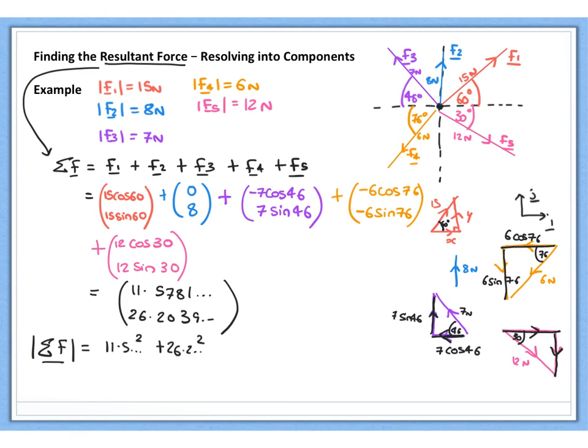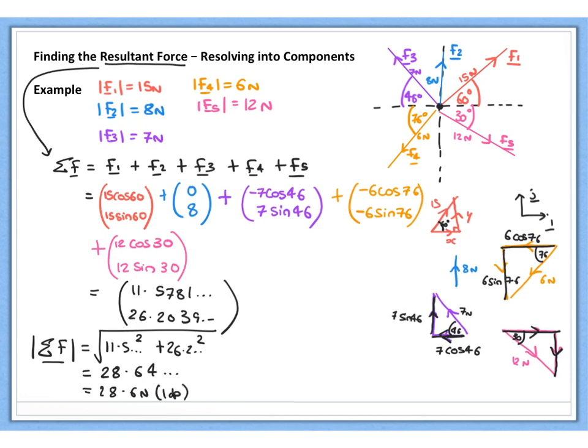So if I want to find the magnitude of the resultant force, I take these two components, square them, add them together, and then square root. So using Pythagoras' theorem, this gives me a magnitude of 28.64 newtons, 28.6 newtons to one decimal place.